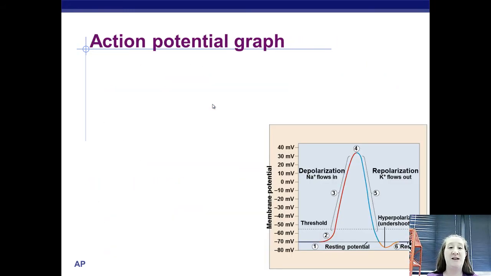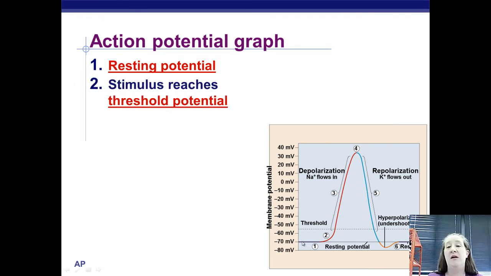Okay, so it gets us back to our resting potential. This graph over here shows the voltage in a neuron in one location as an action potential goes past it. So here's the resting potential. Remember, it's at minus 70 millivolts.